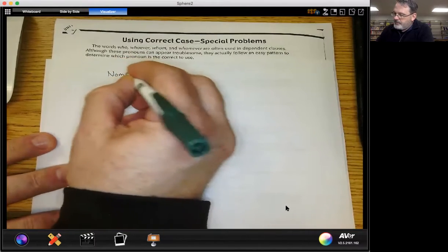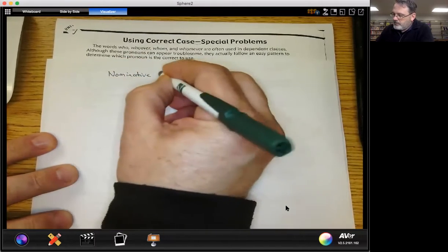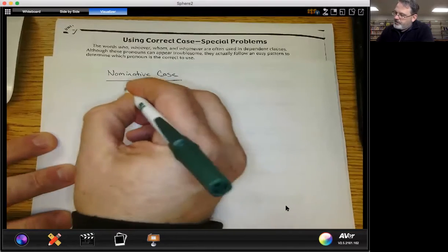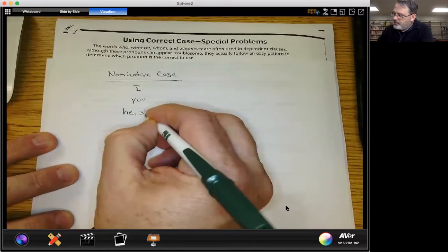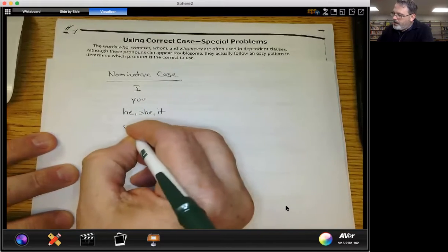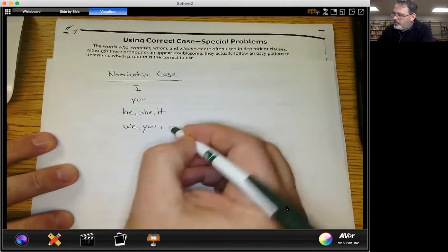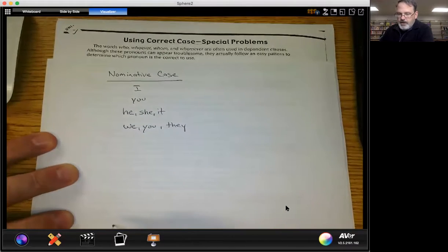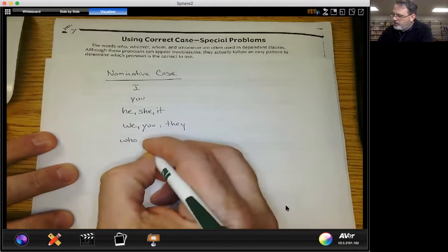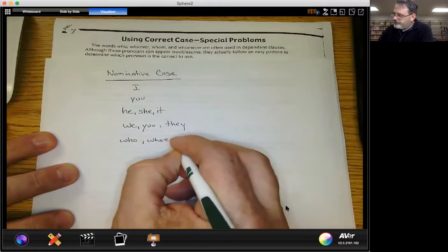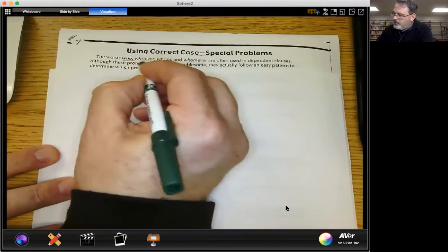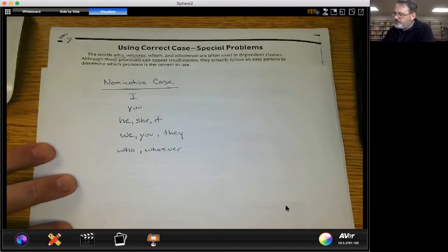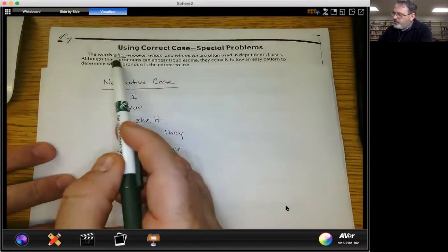You have nominative case, which is I, you, he, she, it, we, you, they, and then who, whoever. So, who and whoever, in our pages today, we're discussing the difference between who, whoever, and whom and whomever. So the nominative case words are who and whoever.